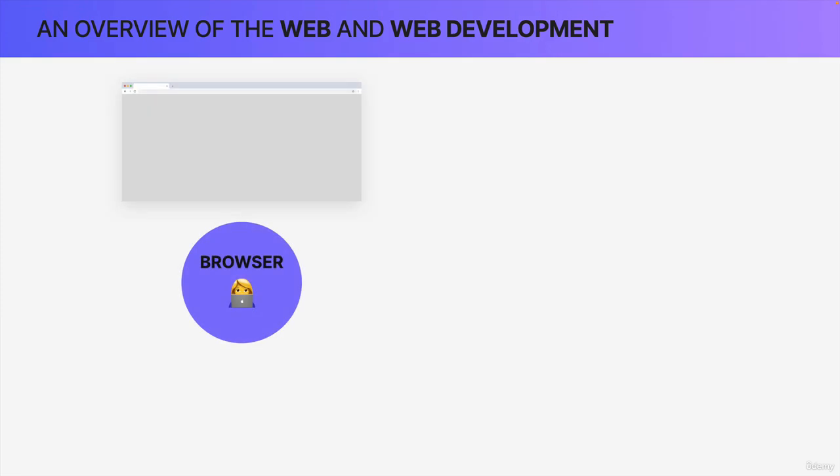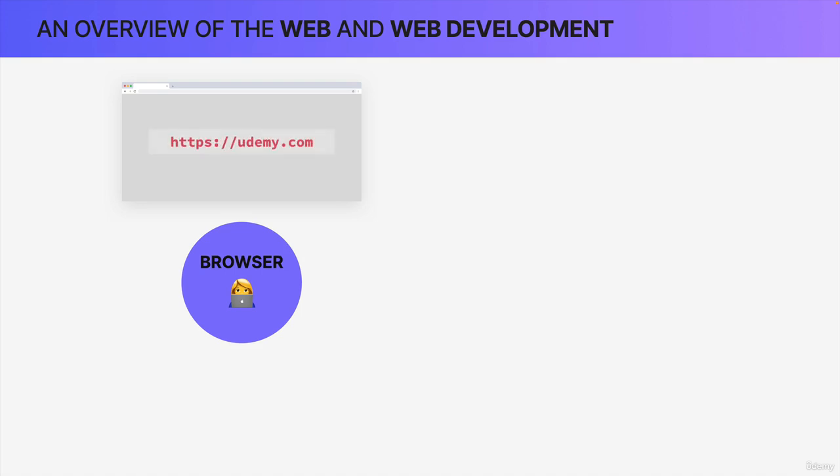So here's what we're going to do in this video. We're going to see what happens when we open up a web page in a browser, and based on that, I will briefly explain how the web works and how web development fits into the picture. So let's say that we're trying to access a web page in our browser at udemy.com.